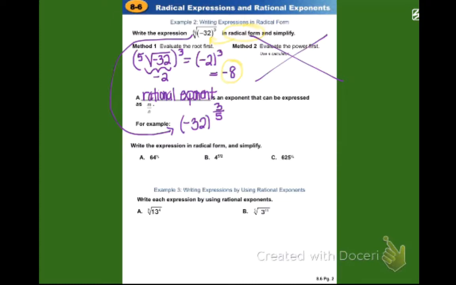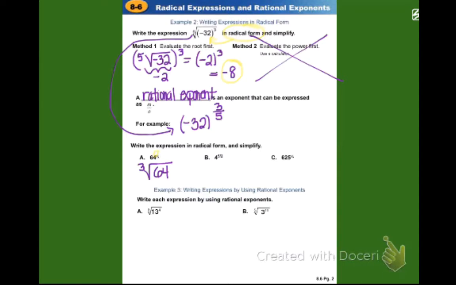So let's do a little practice with writing expressions in radical form. This is written in rational exponent form: 64 to the 1/3 power. I know that the radicand is going to be 64. The power is on the top, so that's raised to the first power, and the root is on the bottom. So this is the cube root of 64 to the first power. Since it's to the first power, I don't even need to list it. I can just write that as the cube root of 64.